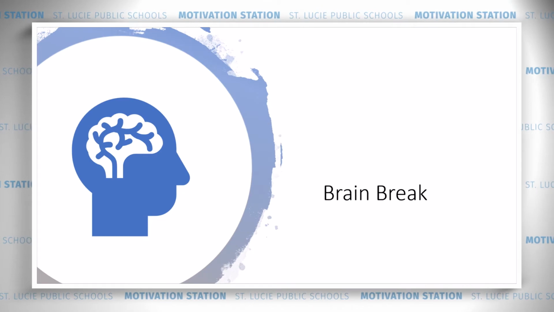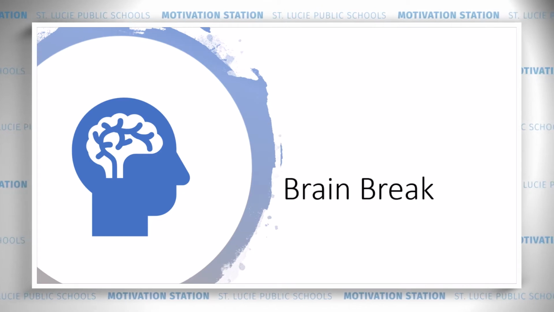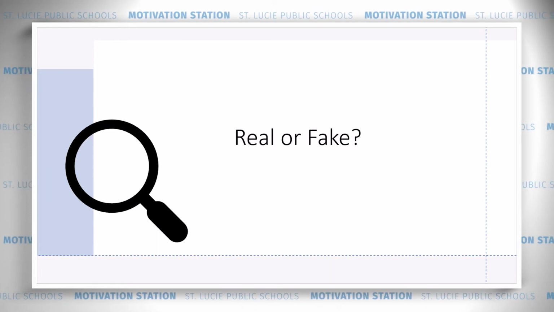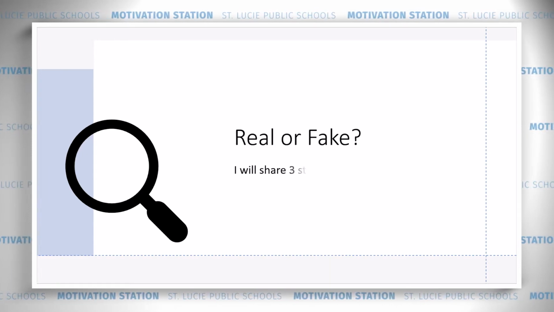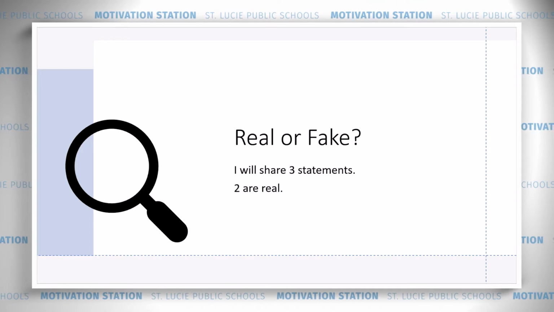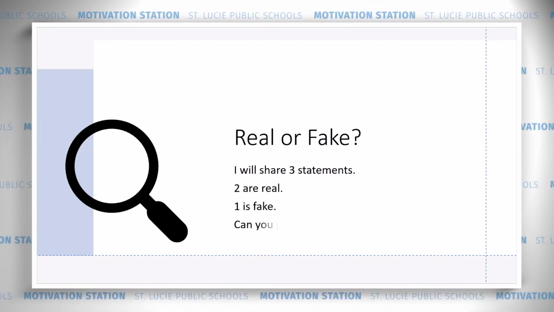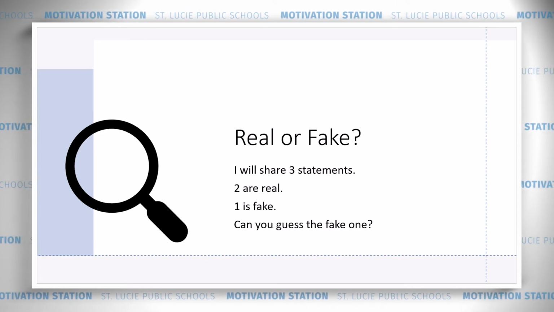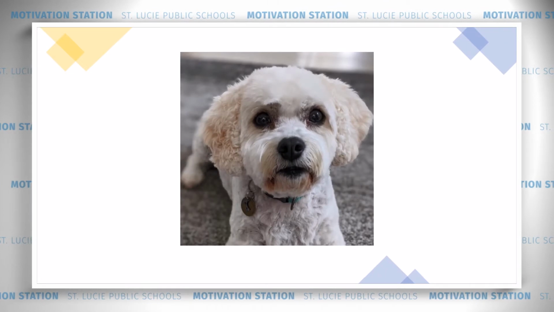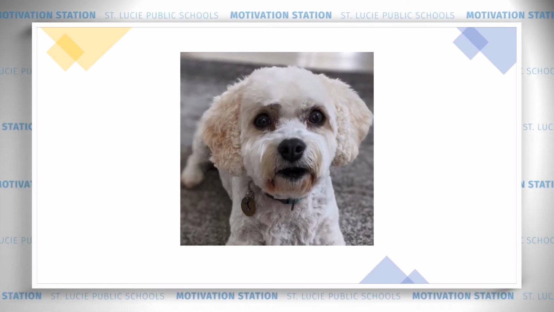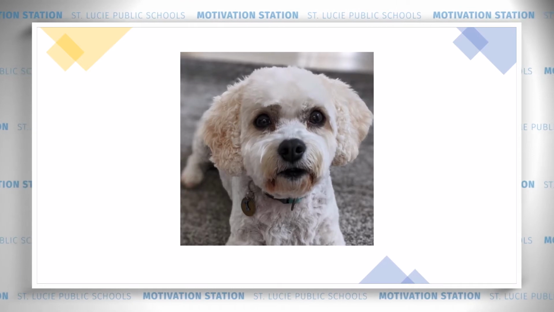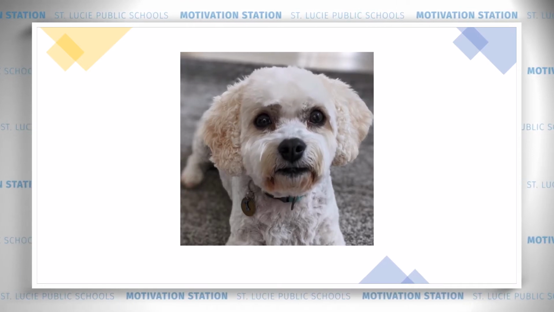It's time for our brain break. Today we're going to play real or fake. I will share 3 statements. 2 are real, 1 is fake. Can you guess the fake one? Are you ready? Here we go. I'm gonna do our facts today. You ready? These are some weird animal facts.